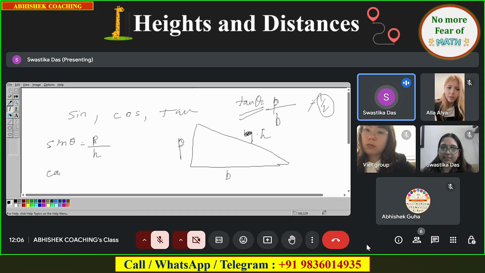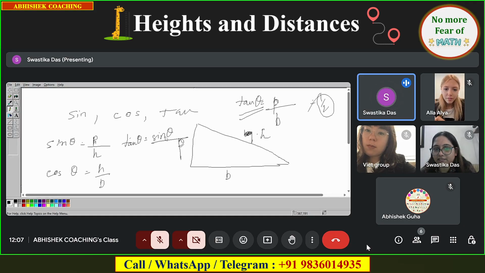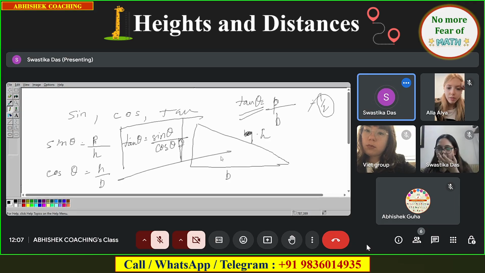And for cos theta, can you remember what it will be? Anyone, Viet or Alia? Or can you understand through this what it could be? Okay, let me tell you. This would be base by hypotenuse. And if you are aware, tan theta is equal to sine theta by cos theta. This is another very famous formula in trigonometry.